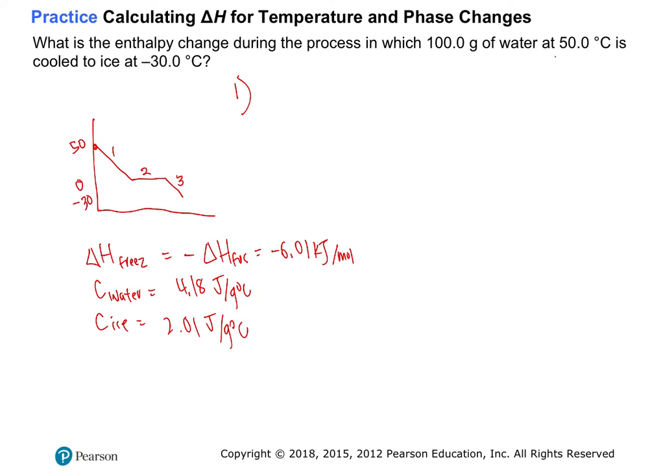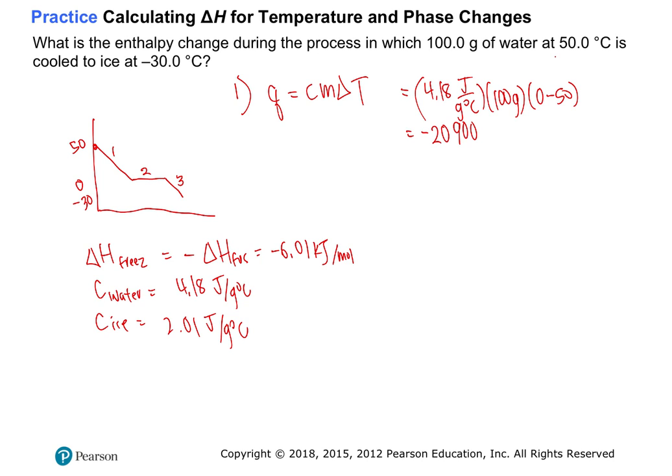So now for step 1, I'm cooling, so I have Q equals Cm delta T. We're still going to use it. Everything should work out nicely with the change in temperature. So C is 4.18. And then the mass is 100 grams. And then we're going from 50 to 0, so 0 minus 50. That gives me negative 2,900 joules, which we know we're going to kilojoules, so I'll divide by 1,000, so negative 20.9 kilojoules here.